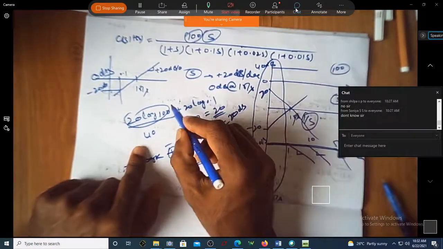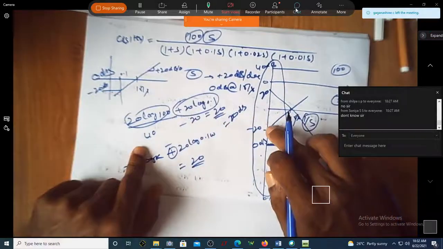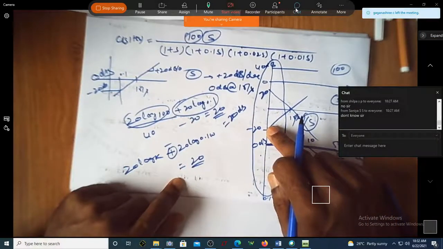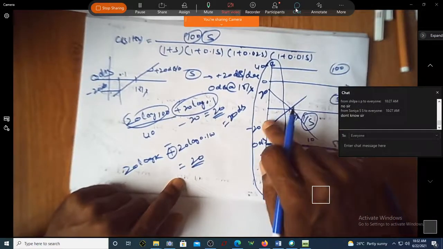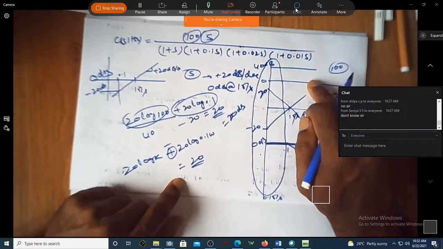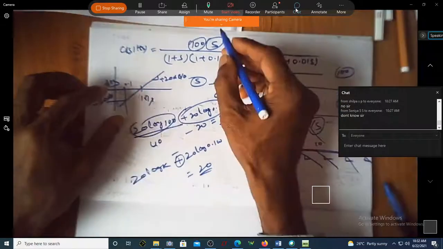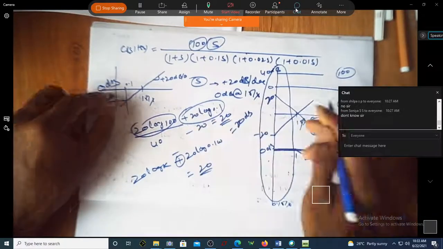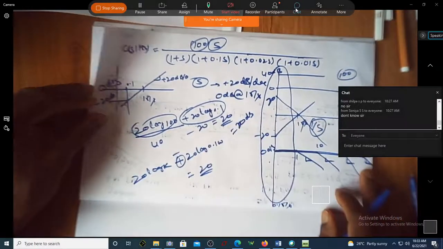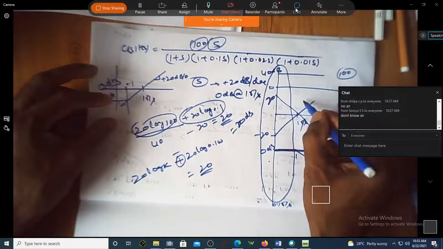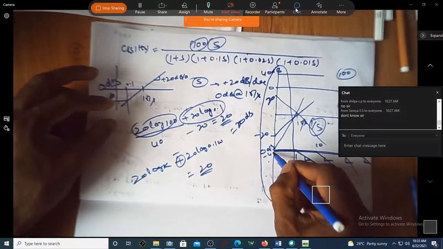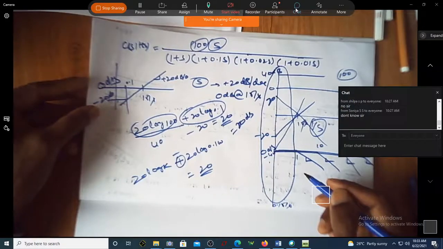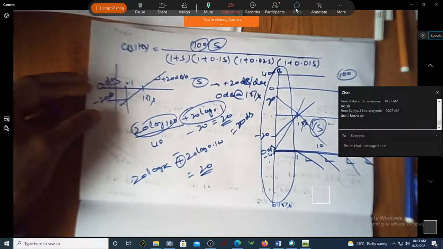Does this entire thing represent this one? What is this here? This is a 0 at the origin. If you have a square here, then this becomes 40 log 0.1. Because if it is for square, it will be minus 40 here. Correct?